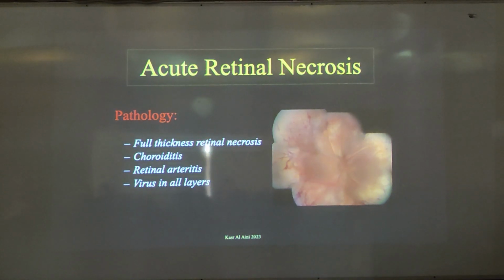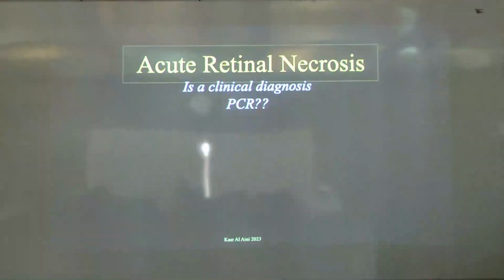Pathology: what happens in these acute retinal necrosis patients? A full thickness retinal necrosis, احنا قلنا, as a result of invasion of the retina by these herpes viruses. And you have choroiditis, retinal arteritis, and you find viruses in all the layers of the retina.